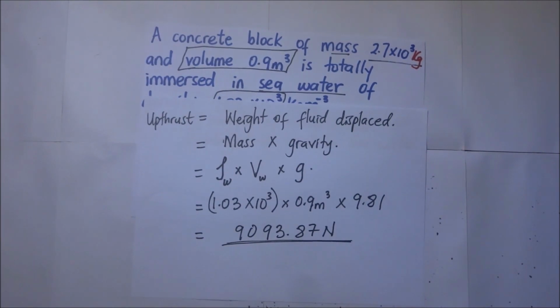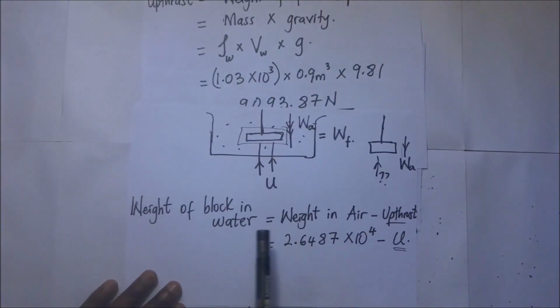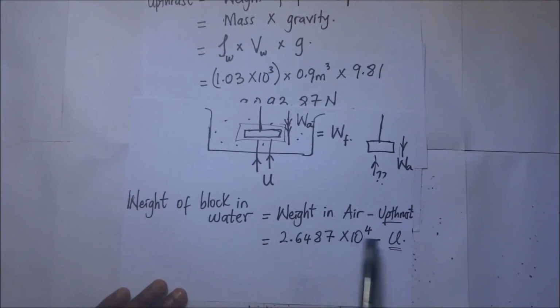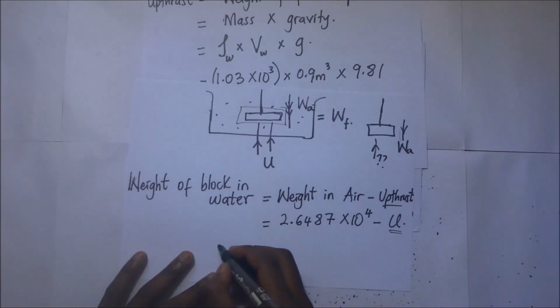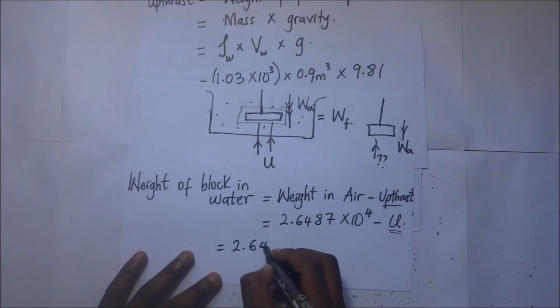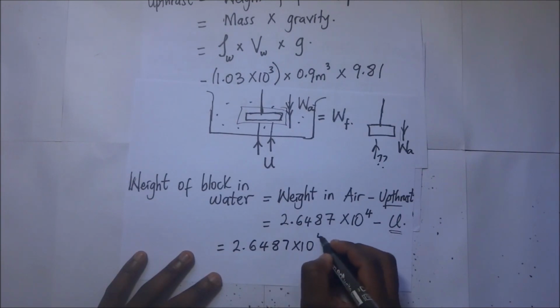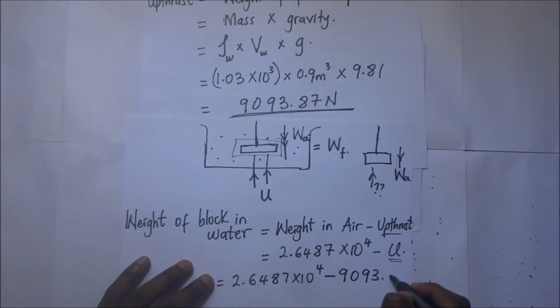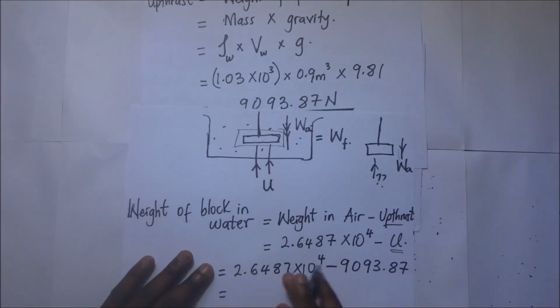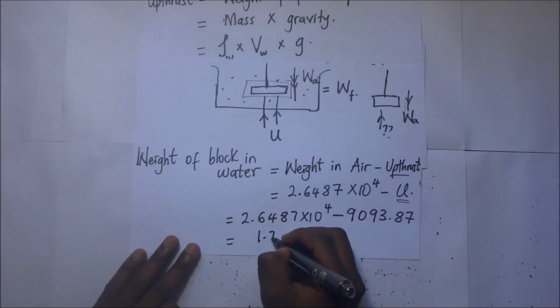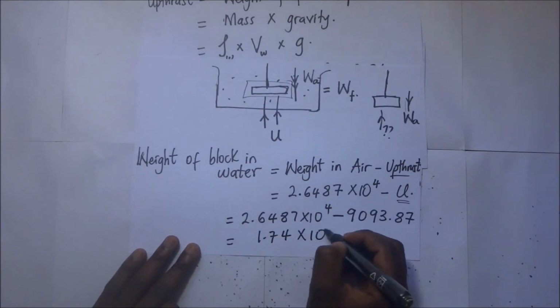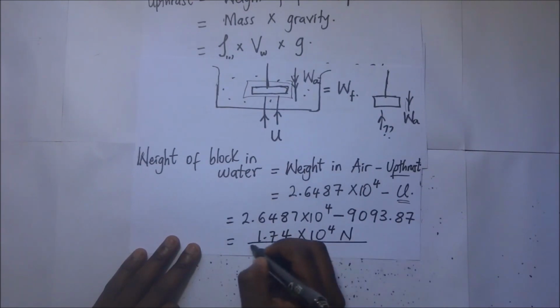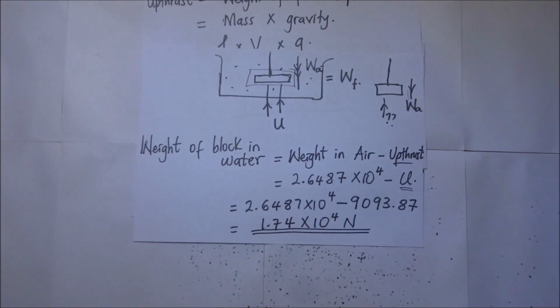Now that we've gotten our upthrust force, we can go ahead and finish up with our earlier calculation. Our calculation required us to find the weight of the block in water, which is the weight in air minus the upthrust. In this case, this is going to become 2.6487 times 10 to the power 4 minus the upthrust force, 9093.87 newtons. That's going to give us 1.74 times 10 to the power 4 newtons, and this is the answer, the weight of the block in water.